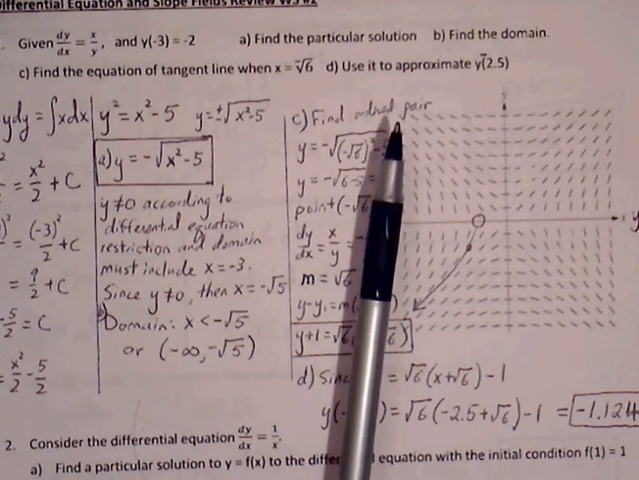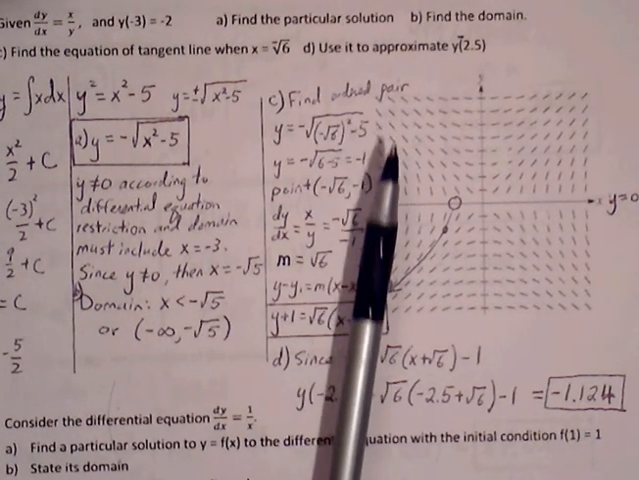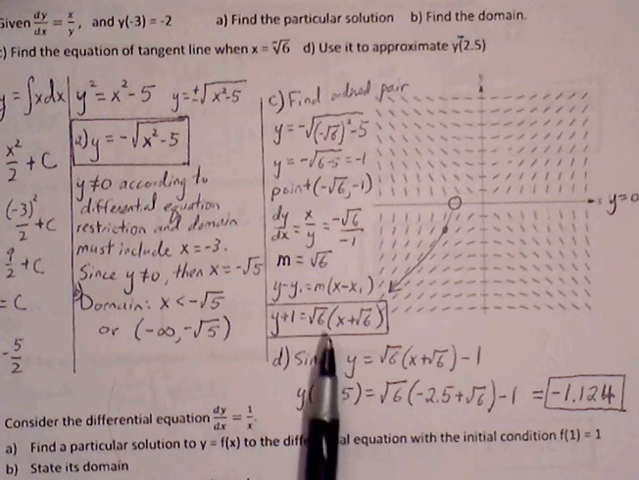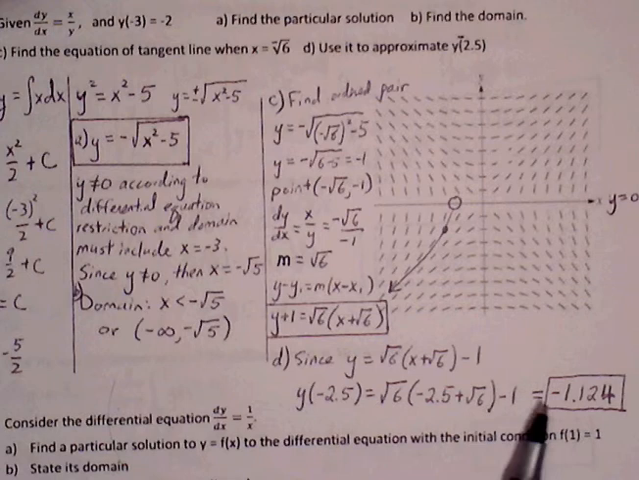Use this to approximate the y value of negative 2.5. So we simply replace the x value with negative 2.5 and plug all this in the calculator, and you'll get negative 1.124.